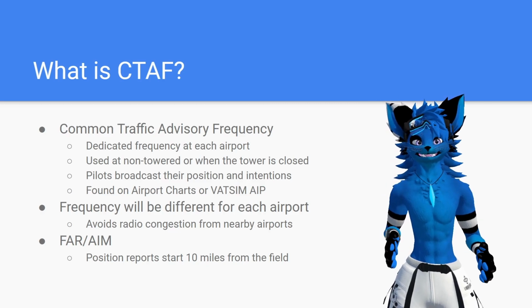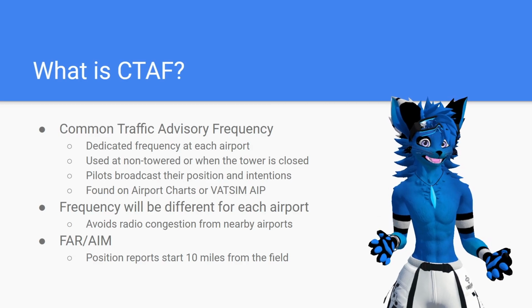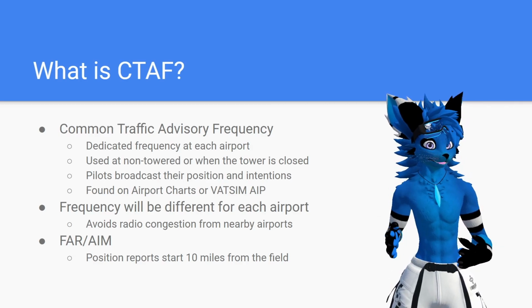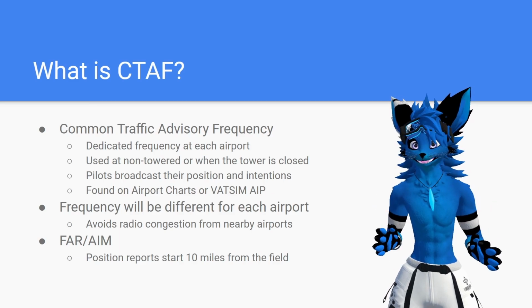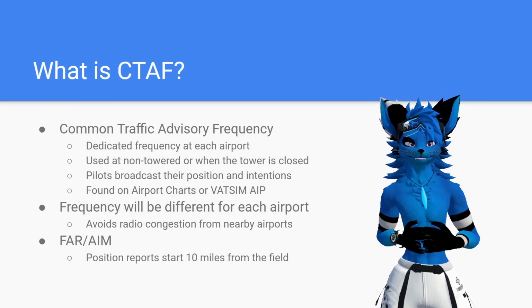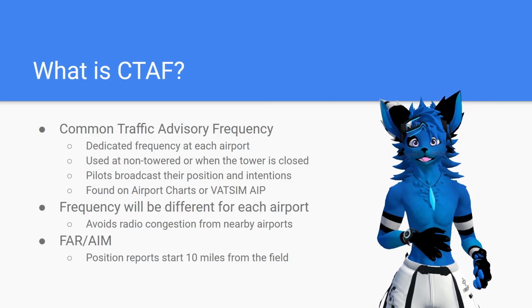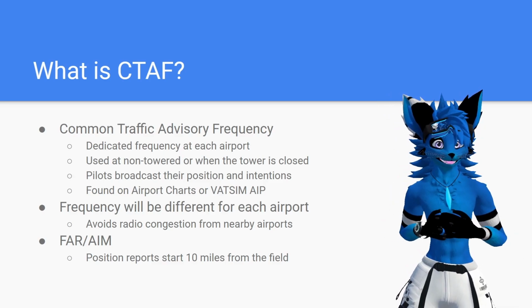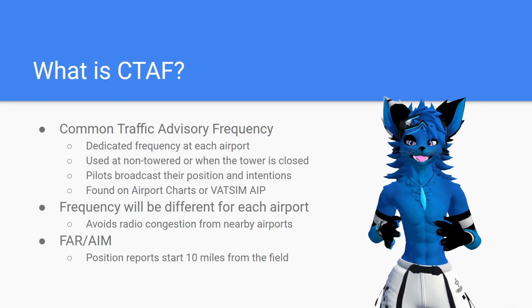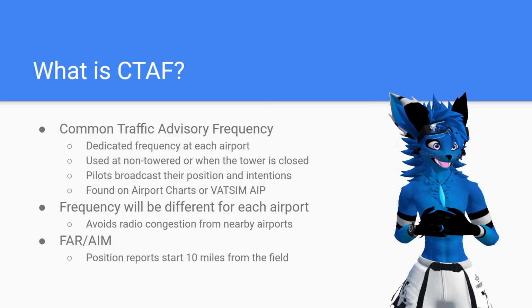So a lot of you have been asking me what CTAF is and when we are expected to use it. CTAF is an acronym that stands for Common Traffic Advisory Frequency. It's a dedicated frequency at each airport that works similarly to the Unicom frequency that we've been using for the last number of years. It's either used at non-towered airports, also known as uncontrolled airports, or when the tower at that specific airport is closed. Just like Unicom, we're going to report our position and intentions as we get closer to the airport.